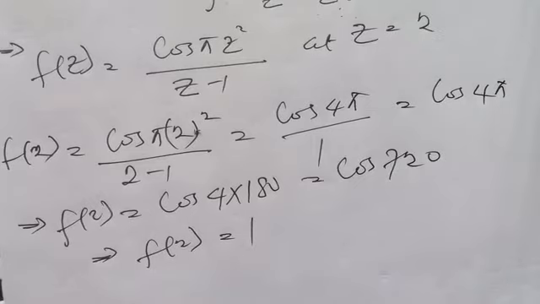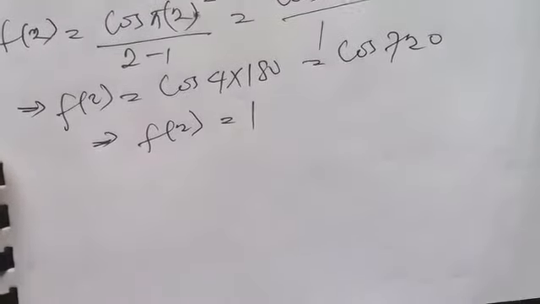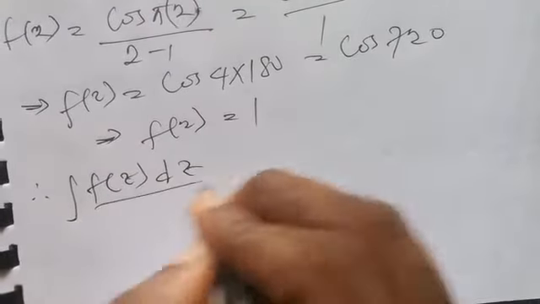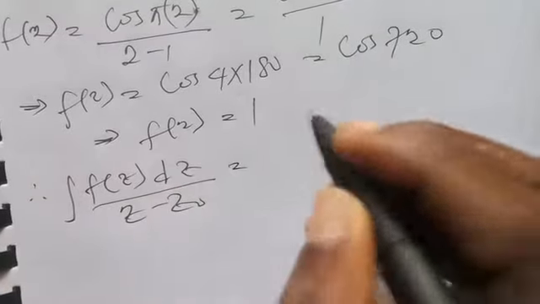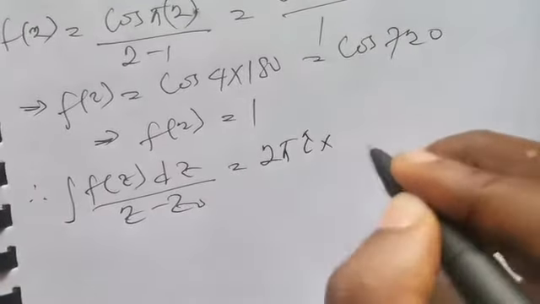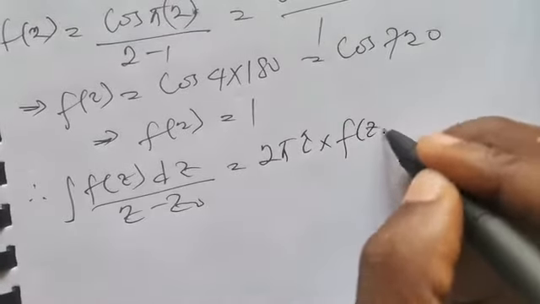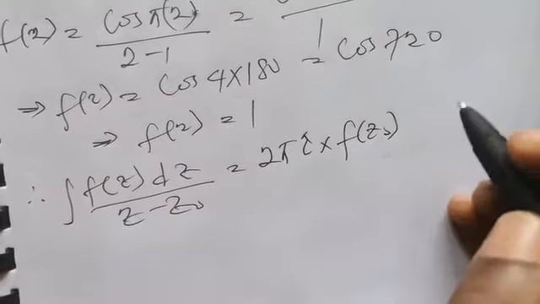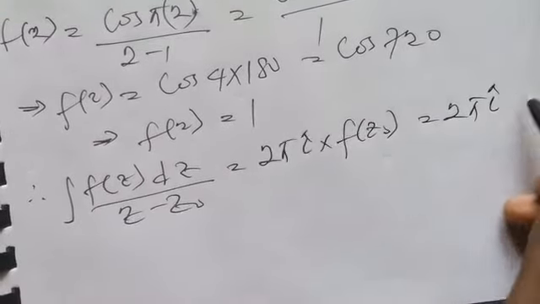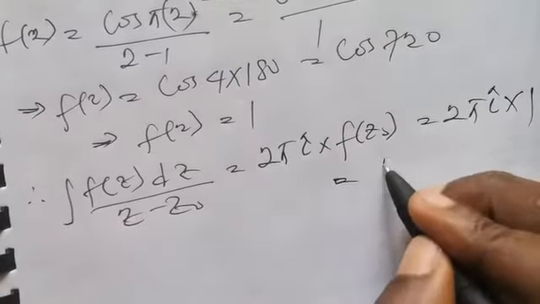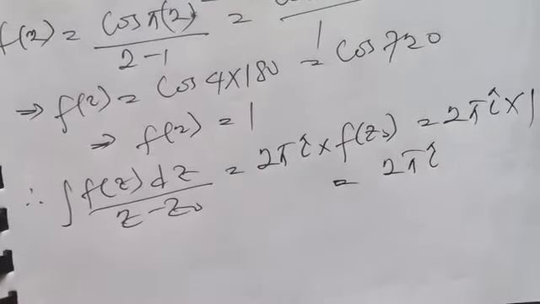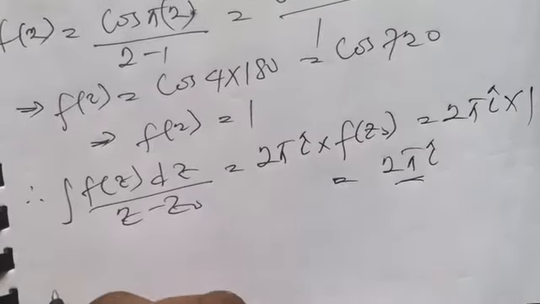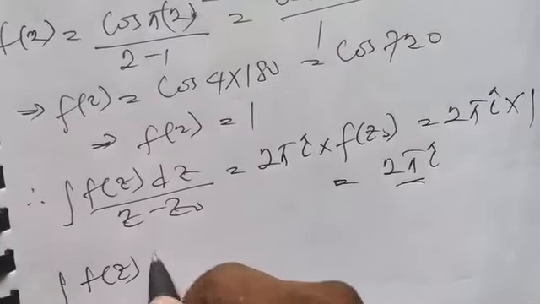So if this is the value, then from Cauchy's integral formula, the integral of f of z dz all over z minus z naught, we said is simply 2 pi I multiplied by f of z naught, where f of z naught simply means the function at the pole, which we just obtained here as 1. This is going to be equal to 2 pi I multiplied by 1. So this integral is simply going to be 2 pi I.